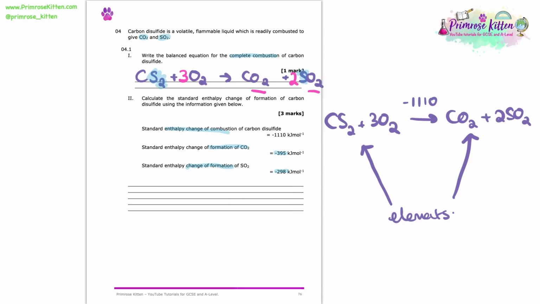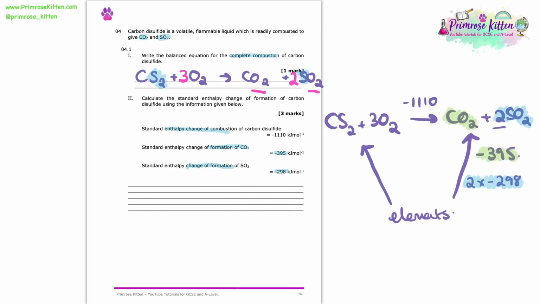So let's think about what we have been told here. We're told the standard enthalpy change of formation of carbon dioxide is minus 395. So I've written that down here because this arrow represents both the formation of carbon dioxide and the formation of sulfur dioxide. So we also are told that the standard enthalpy change of formation of sulfur dioxide is minus 298, and we have 2 sulfur dioxides. So we're going to do 2 times minus 298.